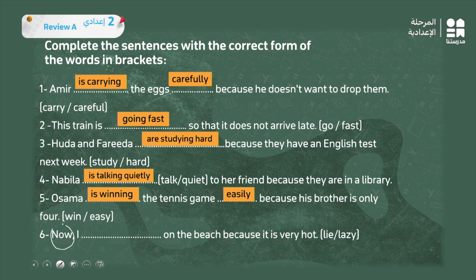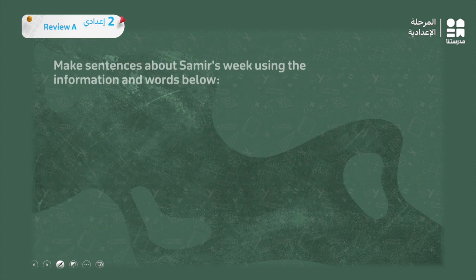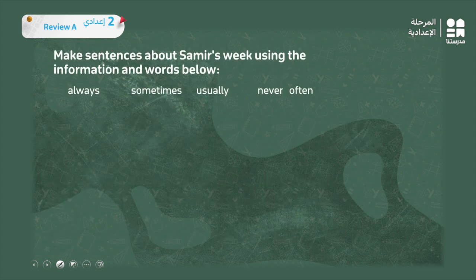Number 6, now I am lying on the beach, because of course now is a keyword of the present continuous tense. I am lying. Look here at lie. If you have any verb ending in ie, then I change ie into y, then I add ing like here. So that was the slide of the adverbs. And here we have the last slide.